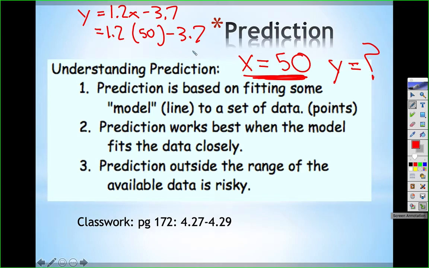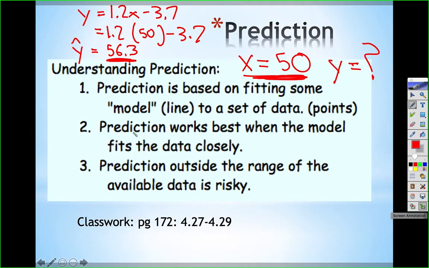In order to do that, you would take out your calculator, which I'm taking one out right now. You do 1.2 times 50 minus 3.7, and the estimate, our y estimate, we call that y hat if you really want to get specific, is 56.3. So that's what a prediction is. It's: here's an x, predict what the y would be to go with it, even though it wasn't in the original data.